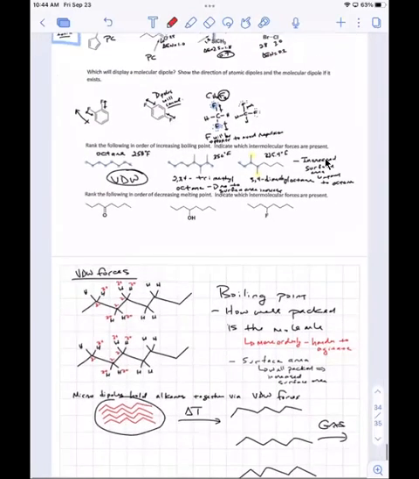All right. Let's look at the next example. It says rank the following in order of decreasing melting point. So melting point, boiling point, physical property wise, you're going from a solid to a liquid, but the idea of surface area and what type of intermolecular force is present matters.